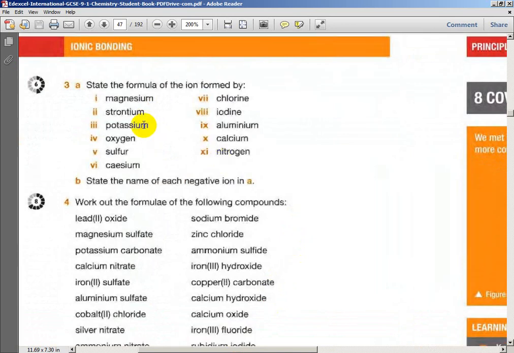Okay, state the formula of the ions formed. Magnesium, what will be the ion formula? Magnesium 2 plus. Chlorine ion formula is chloride, Cl minus. You write the formula here. Now, work out the formulae of the following compounds.